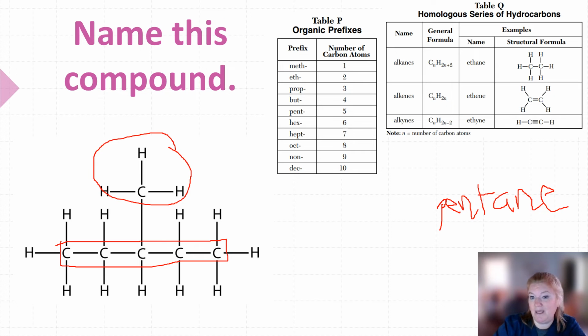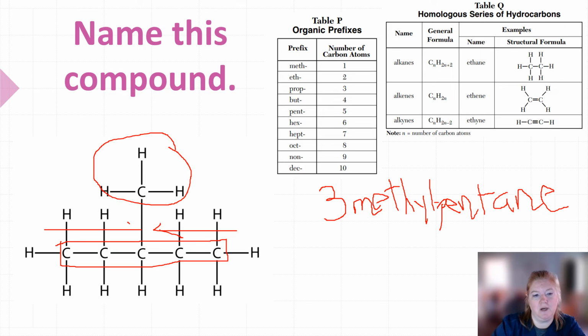So I got to name this, right? How many carbons are on that chain? 1. So that's meth. When it's a branch, I add -yl. But I need a number now. What carbon number is it on? 3. It's 3 if you count this way, and it's also 3 if you count this way. So that one didn't matter for the number. No matter what, it's 3-methylpentane.